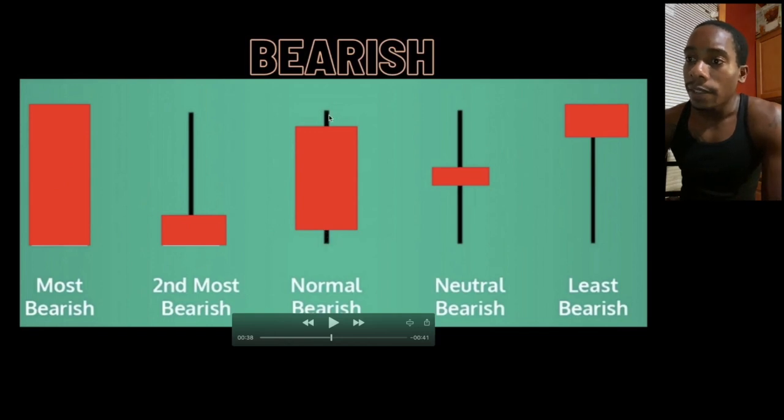Again, here, now this is a normal bearish. It's still going downward, right? You have resistance at the top and you have a little bit of resistance at the bottom, but it's still enough to continue that momentum in that specific direction.